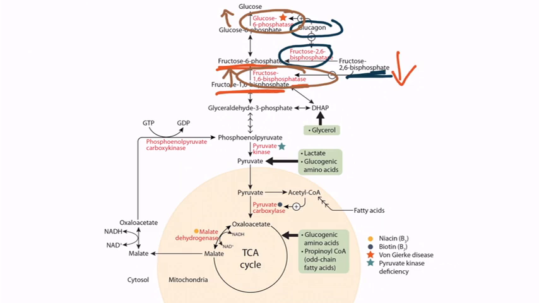Recall from the question stem that this patient had hyperglycemia, which should make sense. The liver is working in overdrive to produce glucose for the rest of the body, even though this is unnecessary. The excessive activation of gluconeogenesis results in hyperglycemia.